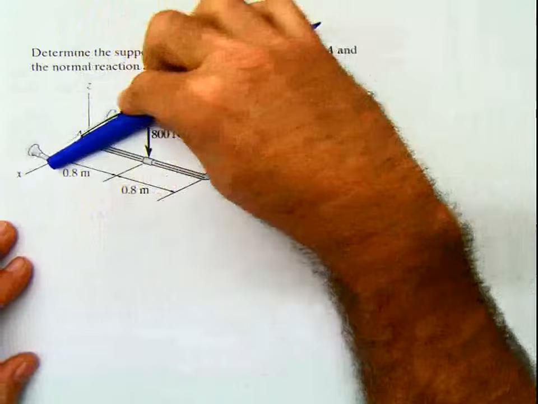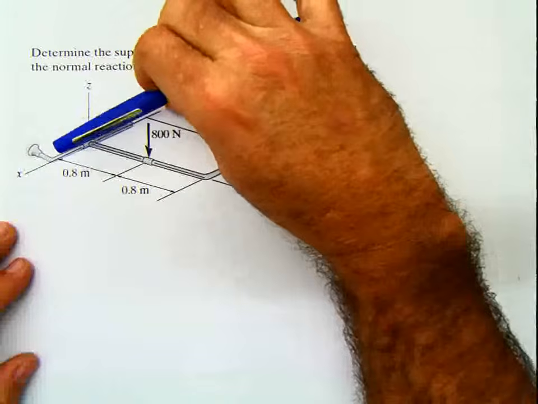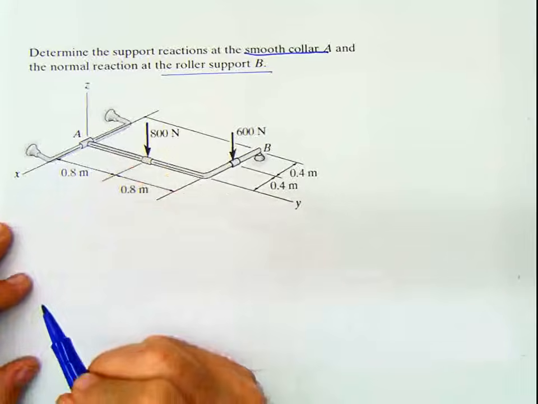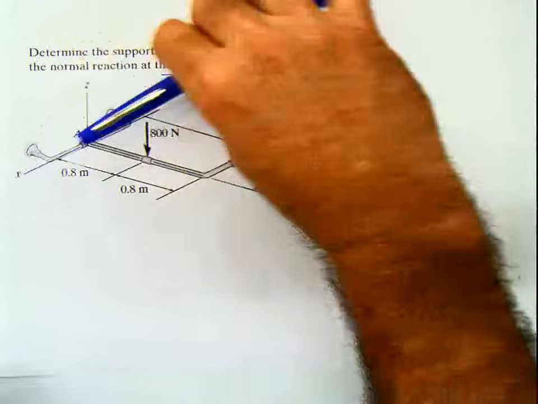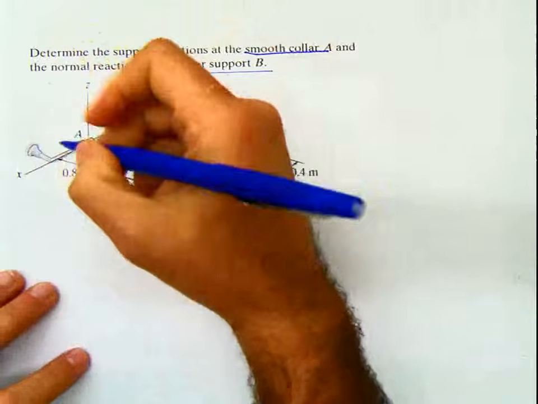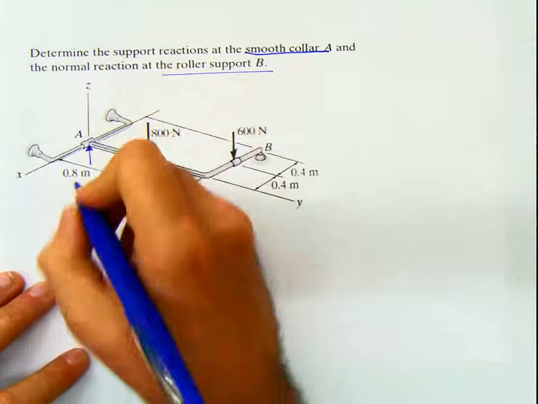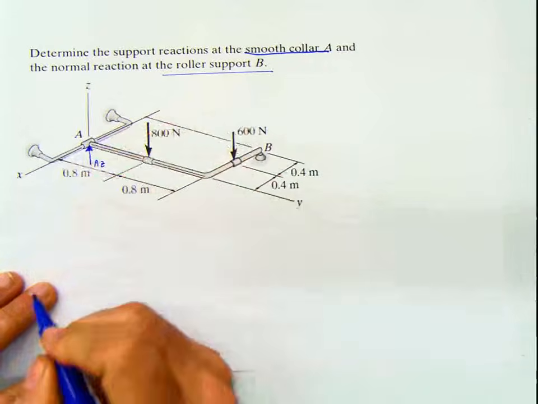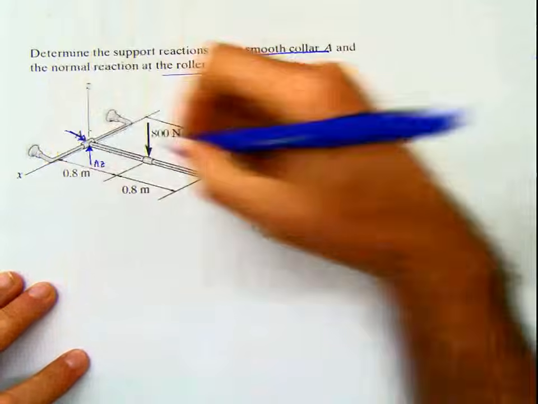Once again, a smooth collar means it can slide and it can rotate around that, because if I have this welded, it's different. But this is not welded. This can rotate perfectly in that direction. It can slide in this direction. So basically, because of that, the reaction that I have is one reaction there, which is called AZ. I don't have any reaction in the X direction, and I have another reaction also in the Y direction.